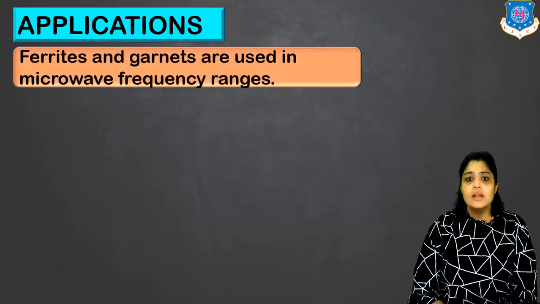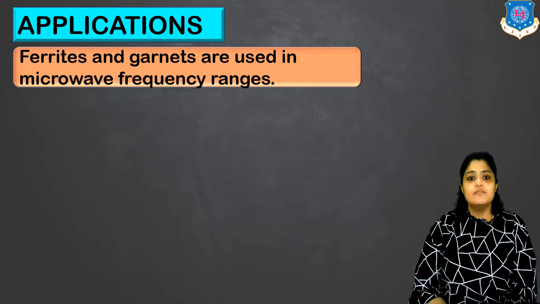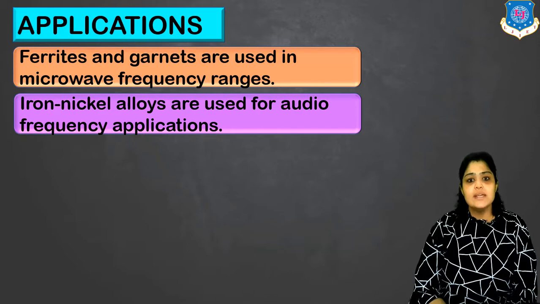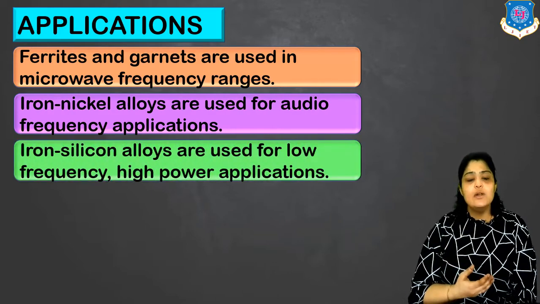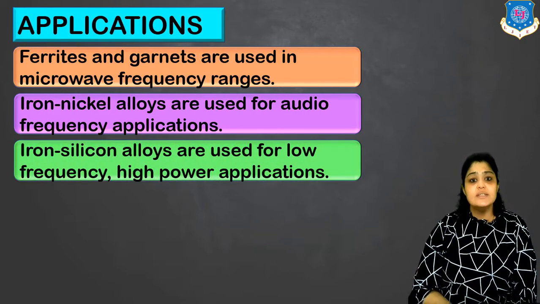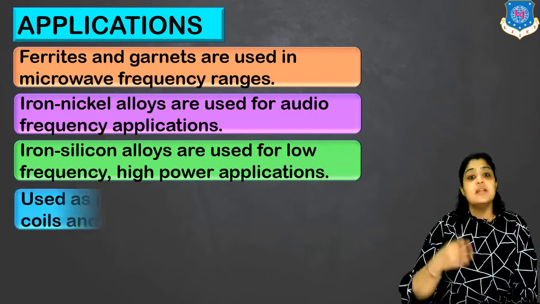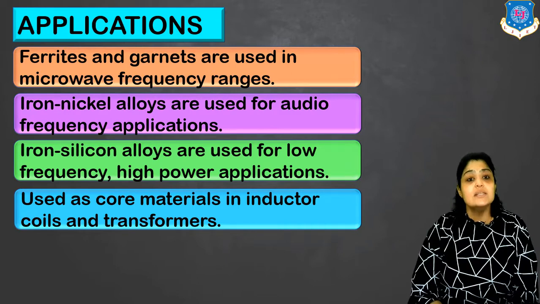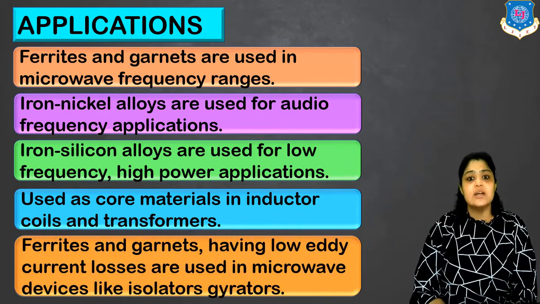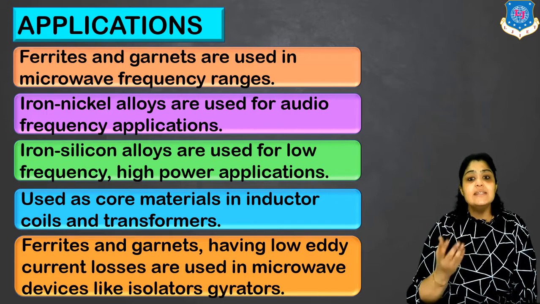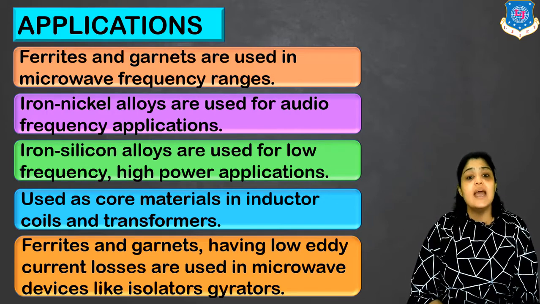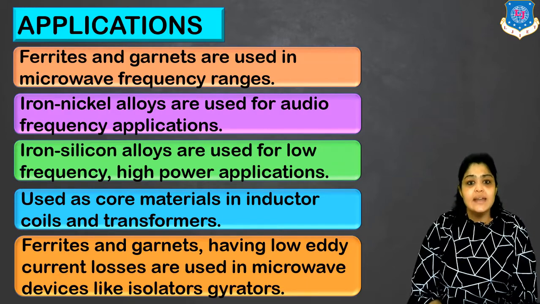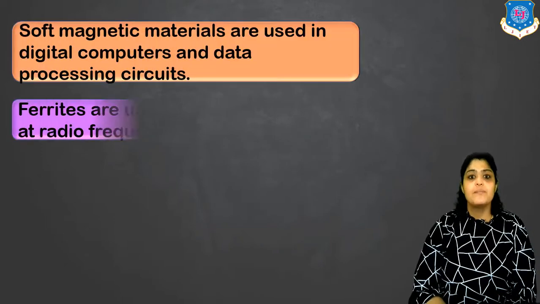Now, let's discuss some applications of soft magnetic materials. Ferrites and garnets are used in microwave frequency ranges. Talking about iron-nickel alloys, they are used for audio frequency applications. Iron-silicon alloys are used in high power and low frequency applications. These are the materials which are used as core materials in inductor coils and transformers. Ferrites and garnets, which are ceramic compounds, have low eddy current losses and hence can be used in isolators, gyrators and microwave applications.